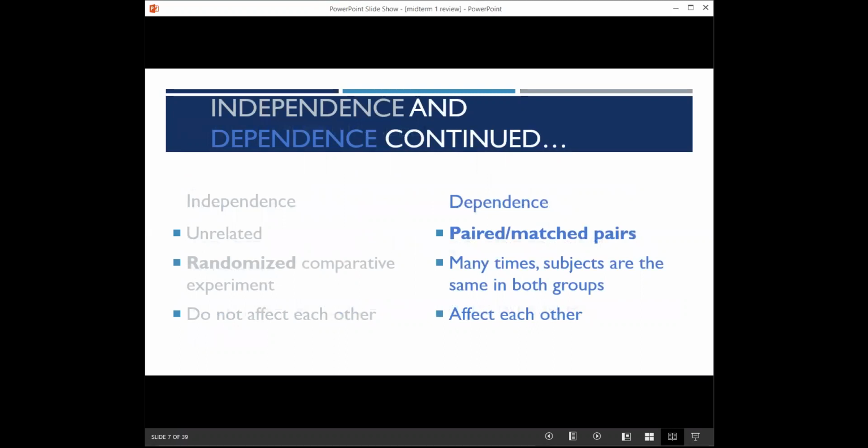So independence and dependence here. Independence means the variables are unrelated. We use randomized comparative experiments to measure these, which randomly assign subjects to different conditions of an experiment, which makes it more reliable in the end. They do not affect each other, whereas in dependence they do affect each other. And we use paired and matched pairs experiments, and a lot of the time the subjects are the same in both of the groups of the experiment.